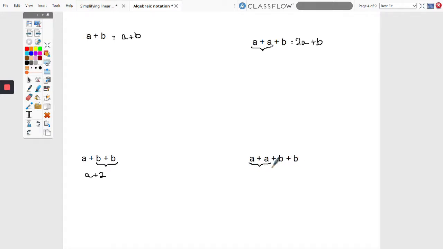So this time I've got a add a, and I've got add b add b. So I can add my a's together. I've got 1, 2 a's, and I can also add my b's together. I have 1, 2 b's. So I'm going to get 2a add 2b.